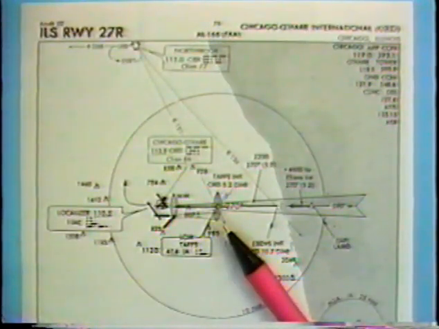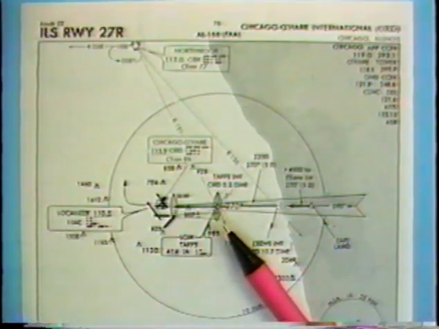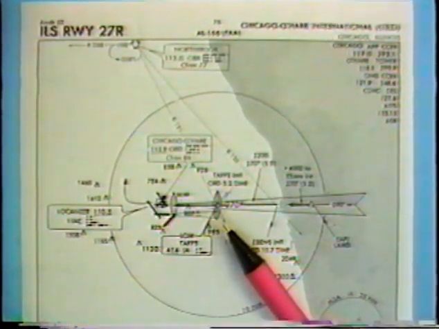There may be a low-power NDB known as a compass locator at the outer or middle marker. These are then called locator outer markers, LOMs, or locator middle markers, LMMs.